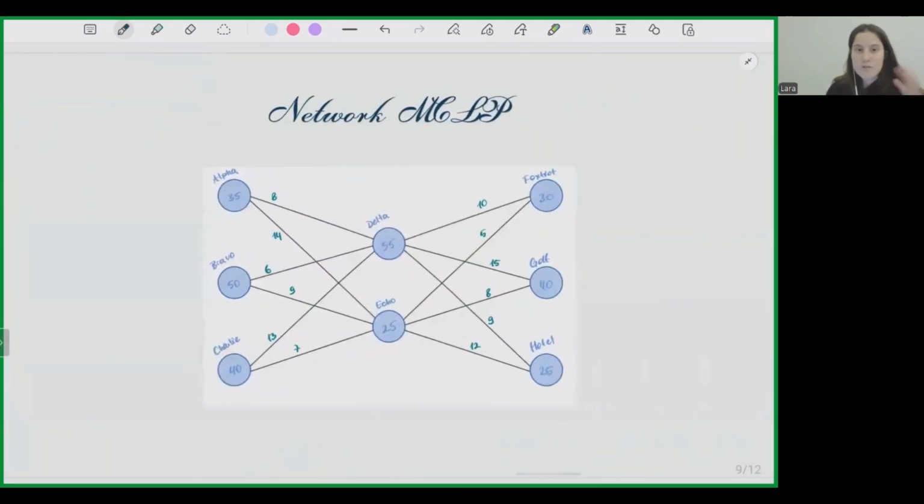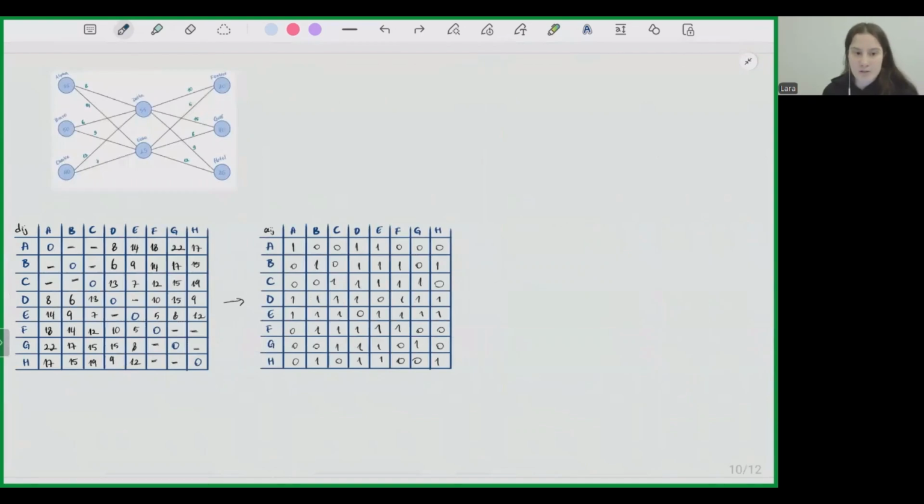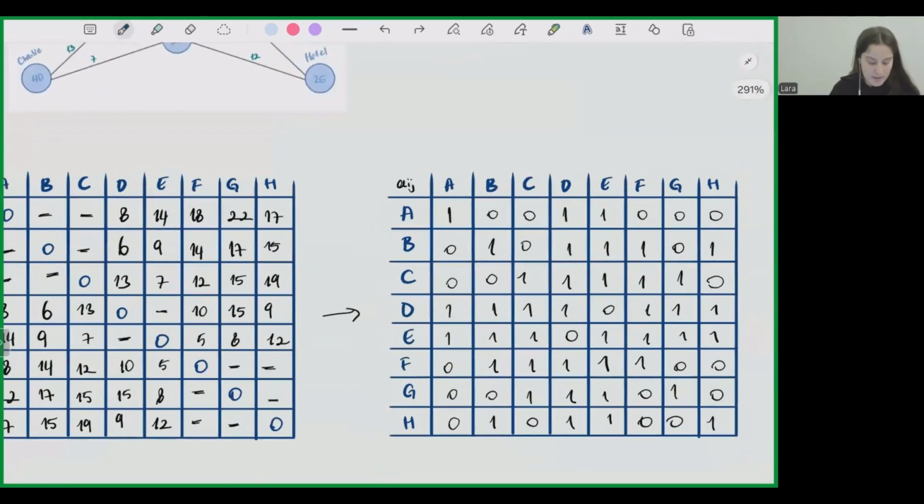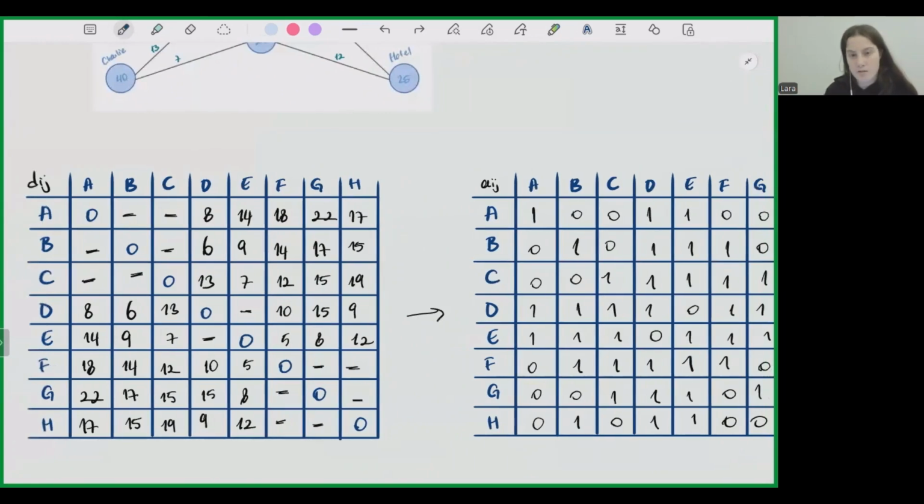Okay. So I have a network ready. In the network, you can see the demand for each node and the distances between nodes. As you can see, not every node can go to every node. I've already prepared the IJ and AIJ matrices, but let's look at what they actually mean. The IJ matrix is the distance from one node to another node. So from node A to E, it's 14 units of distance. From C to E, it's 7 units of distance, and so on.